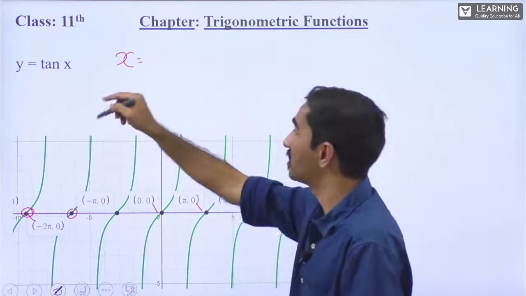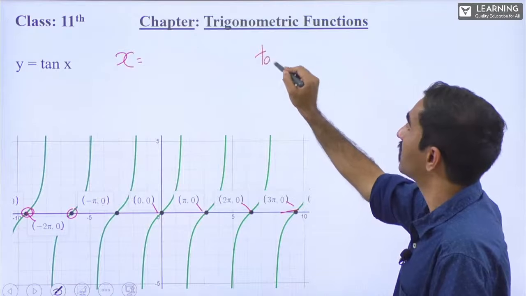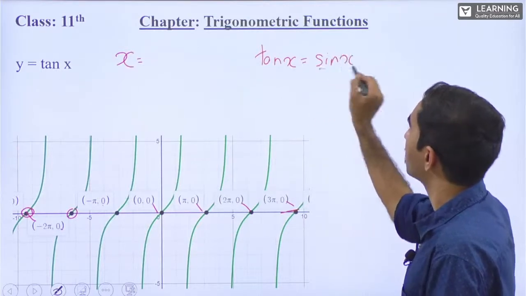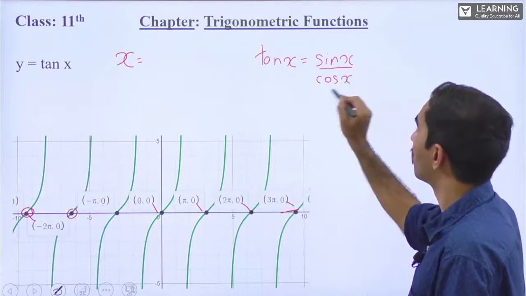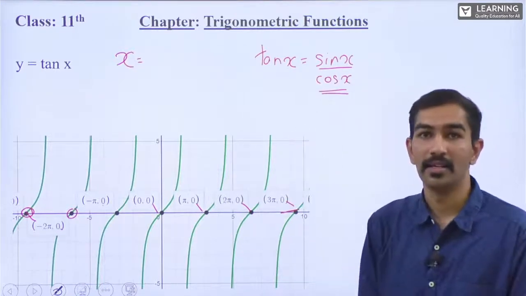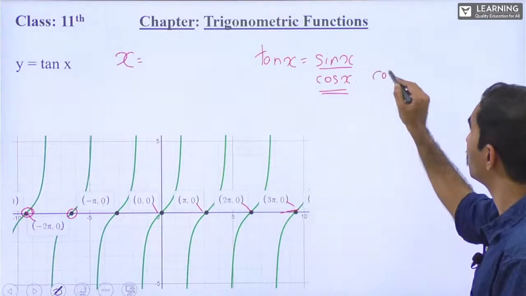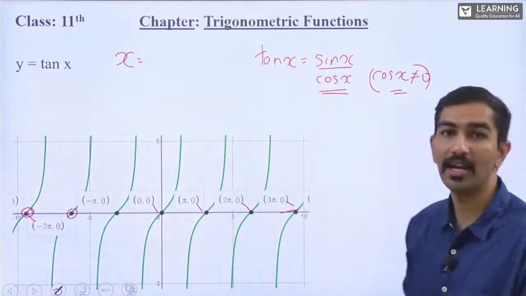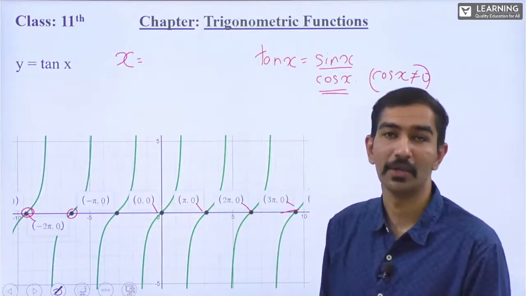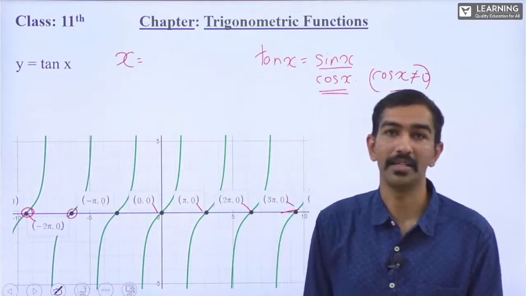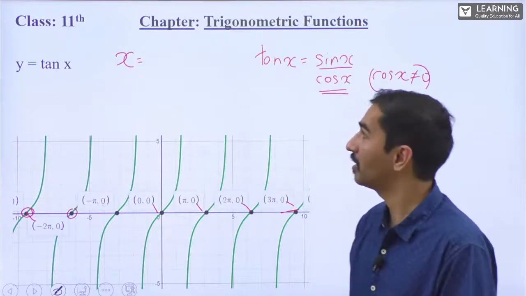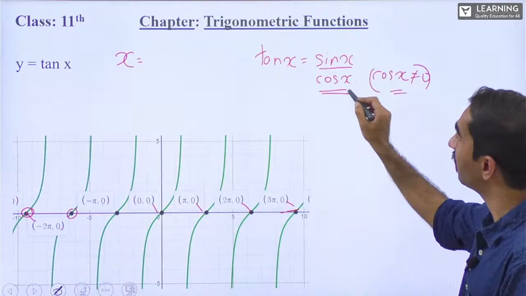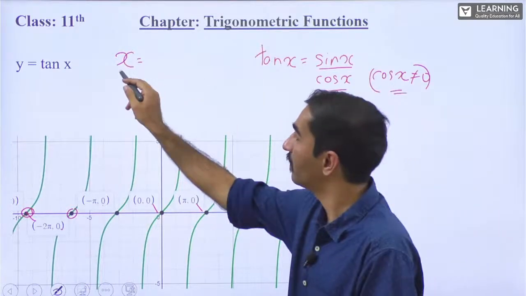Before we define x, what is tan x? We'll see, students. How is tan x defined? Tan x is defined as sin x by cos x. Is this correct? Where cos x should not be equal to 0. If it is equal to 0, then it is called an indeterminate form. Class 11 limits, indeterminate forms. That is not yet done, I think. So cos x should not be equal to 0. In that way, we have to choose the domain or the values of x.